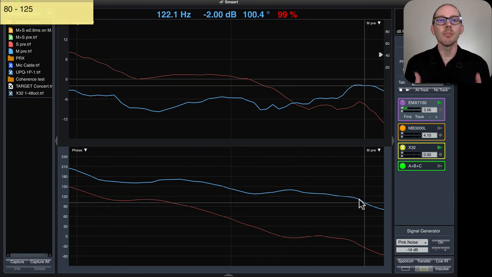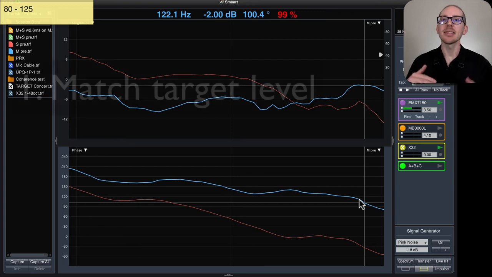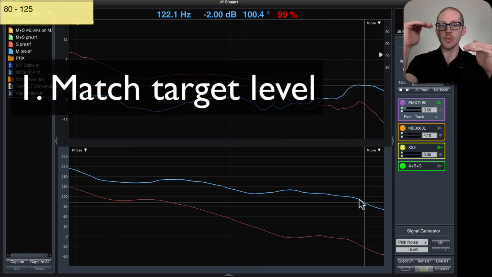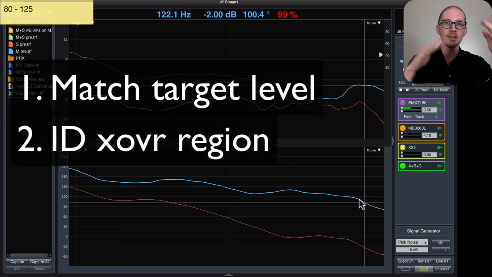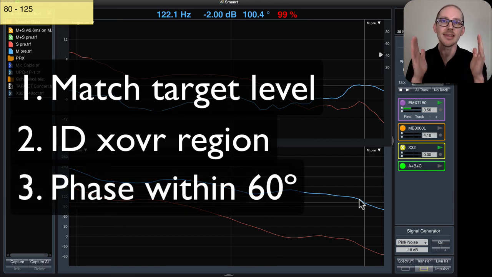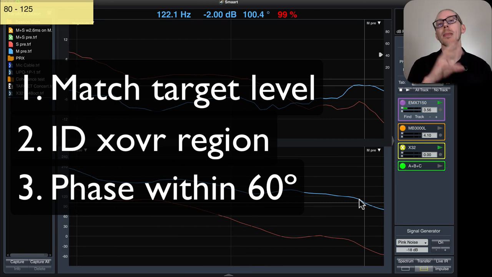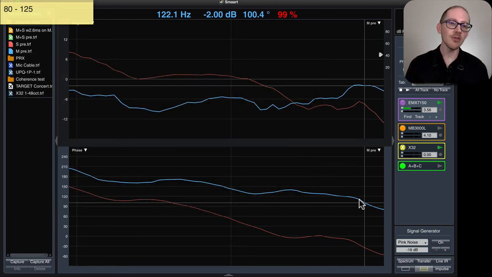So now I know my main and my sub are not phase aligned, not through this crossover region with this setup. So just to recap, how do I know if my main and sub are phase aligned? Well, I set their levels to match my target trace, right? Then I figure out where the crossover region is by finding out where their amplitude traces are within 10 dB of each other. That's my crossover region. Then I'm gonna look at the phase within that region and say, am I within 60 degrees? Because if I am, I'm good. If I'm not, which is in this case, then I'm gonna need to do a little bit more work. So in the next video, I'm gonna talk about how to fix this problem.